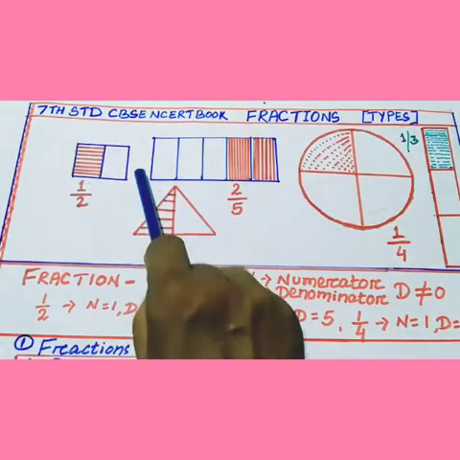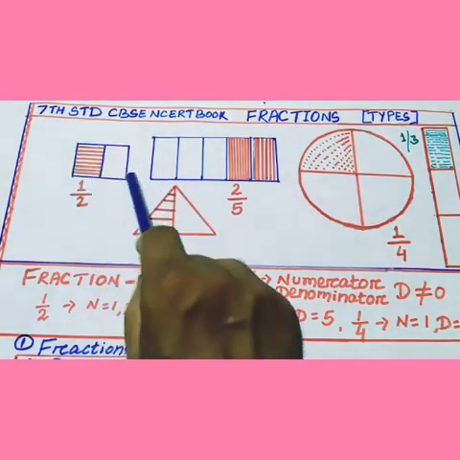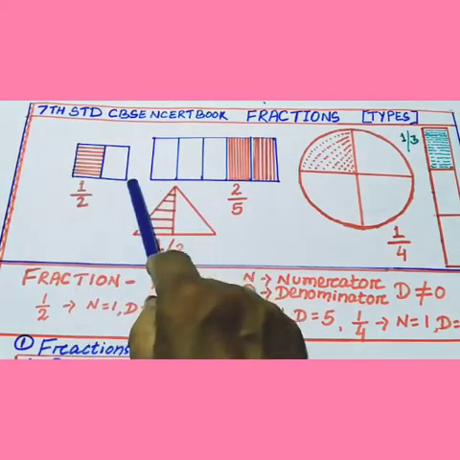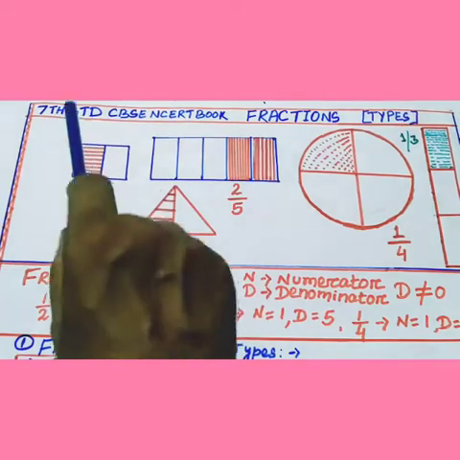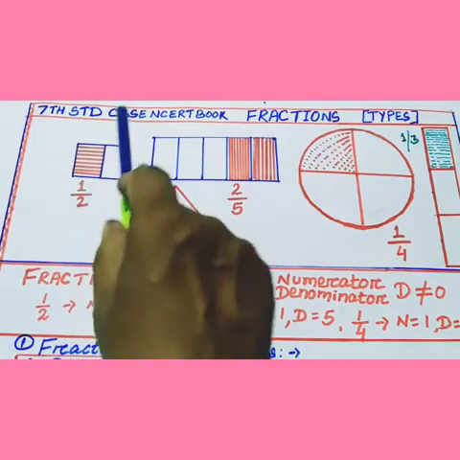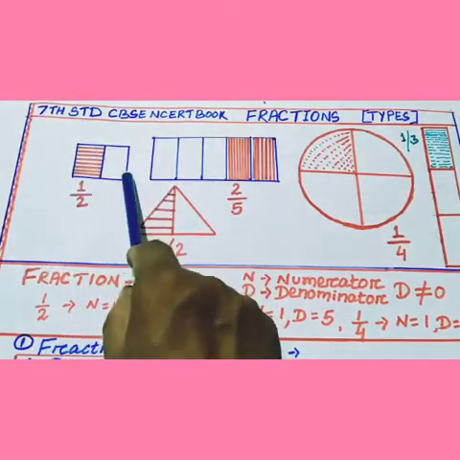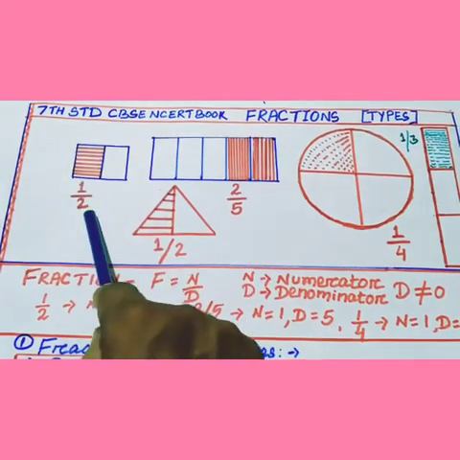This is the first figure. This is the whole figure divided into equal parts. We will take one part. So this part is half of the whole. That means 1 by 2.